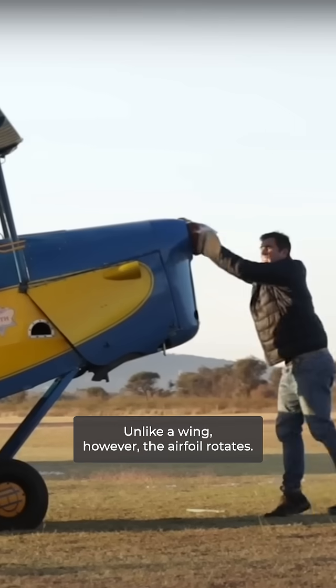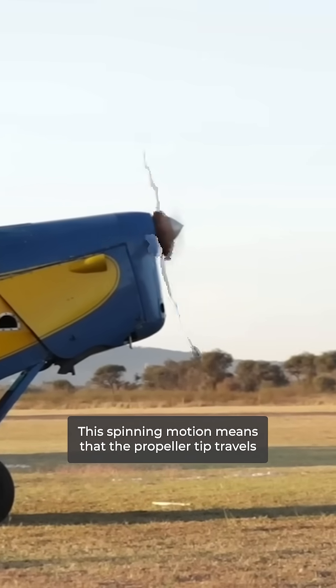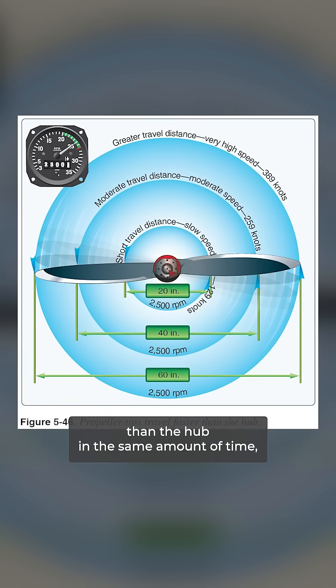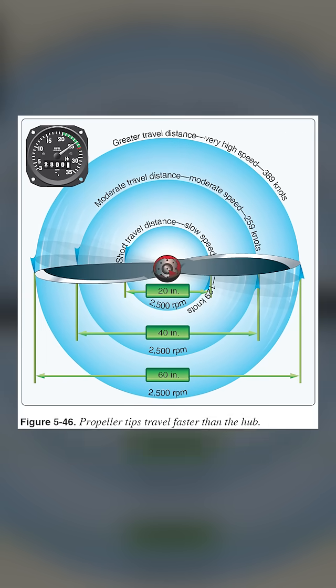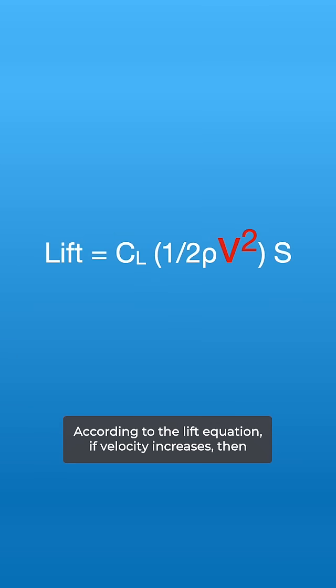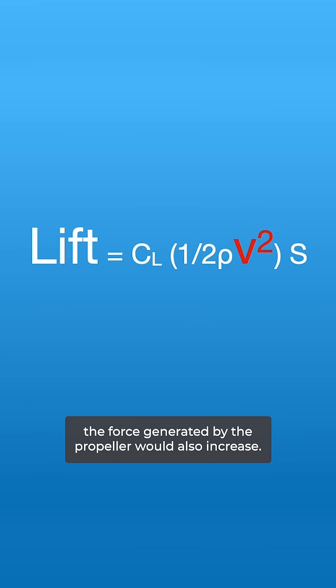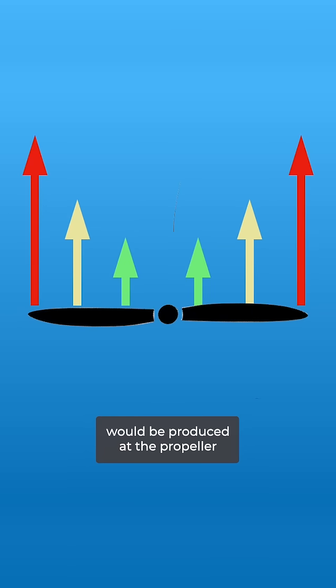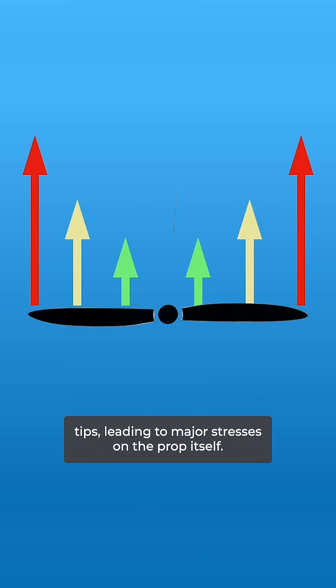Unlike a wing, however, the airfoil rotates. This spinning motion means that the propeller tip travels a much further distance than the hub in the same amount of time, which means it has a higher linear velocity. According to the lift equation, if velocity increases, then the force generated by the propeller would also increase. This means that the greatest thrust would be produced at the propeller tips, leading to major stresses on the prop itself.